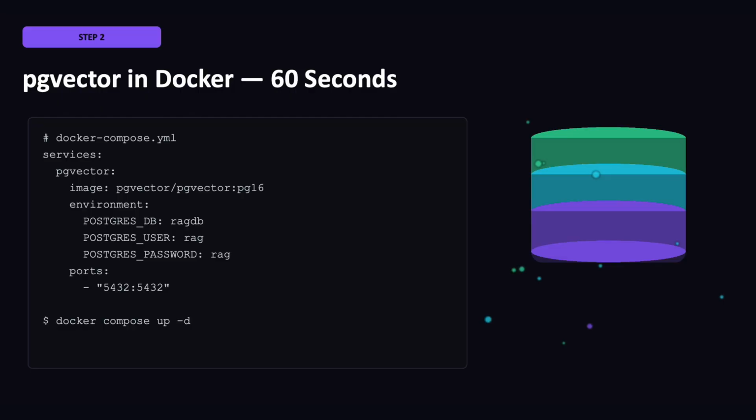Now, pgvector in Docker. One YAML file, one command, and you have a production grade vector database running locally. Here's why this matters in the real world. A lot of companies already run PostgreSQL for their normal application data. pgvector means they don't need to adopt a brand new piece of infrastructure just to add AI search. Their DBA team already knows how to backup, monitor, and scale Postgres.